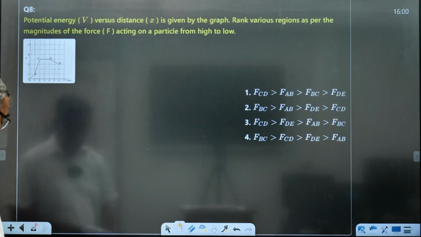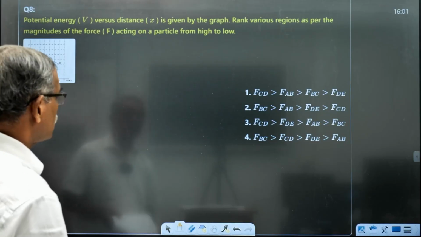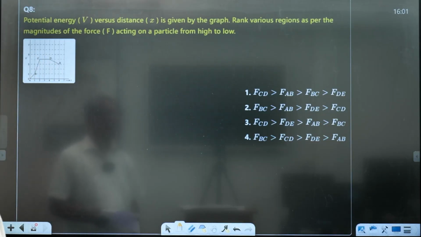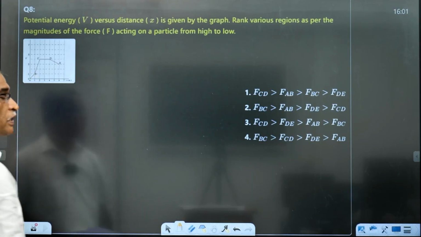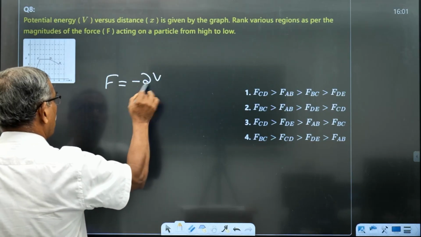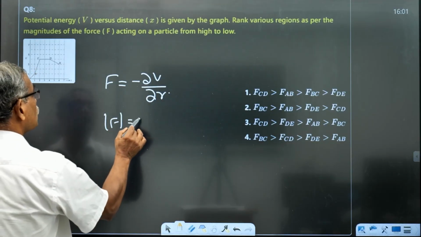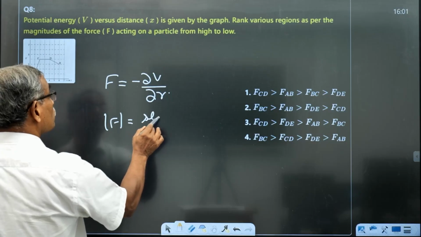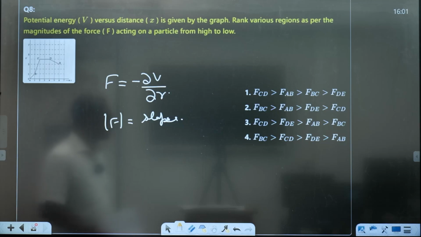Okay, next one. Potential energy versus distance is given by the graph. Rank the various regions as per the magnitude of force. They are simply asking about the magnitude. Now we are given the potential versus distance graph. You know, F is equal to minus dV by dx or dr. The modulus of force is simply the modulus of the slope of the graph. We have to see where the slope is more and arrange them.